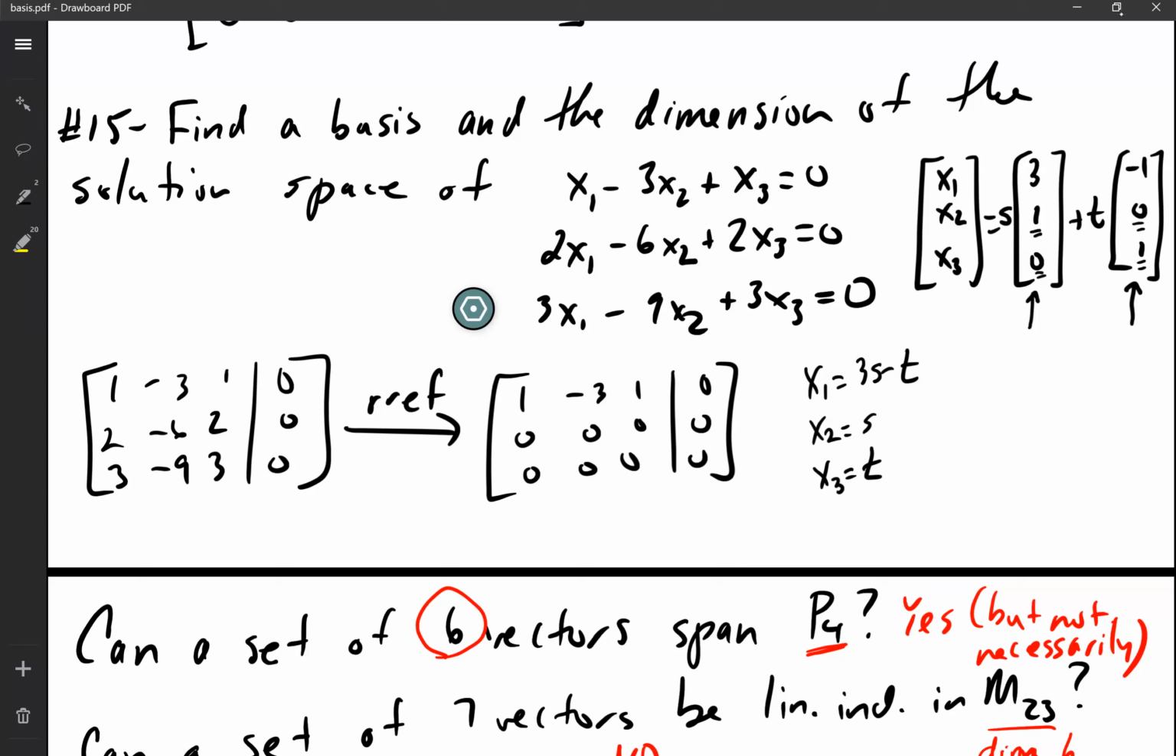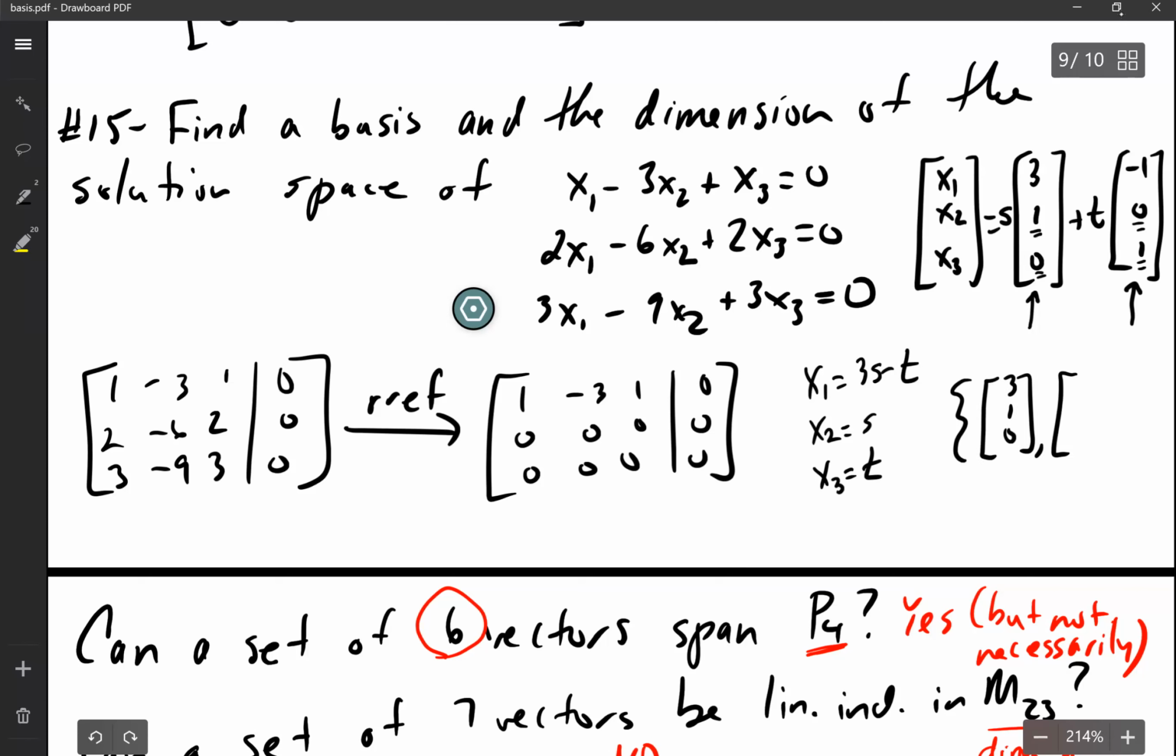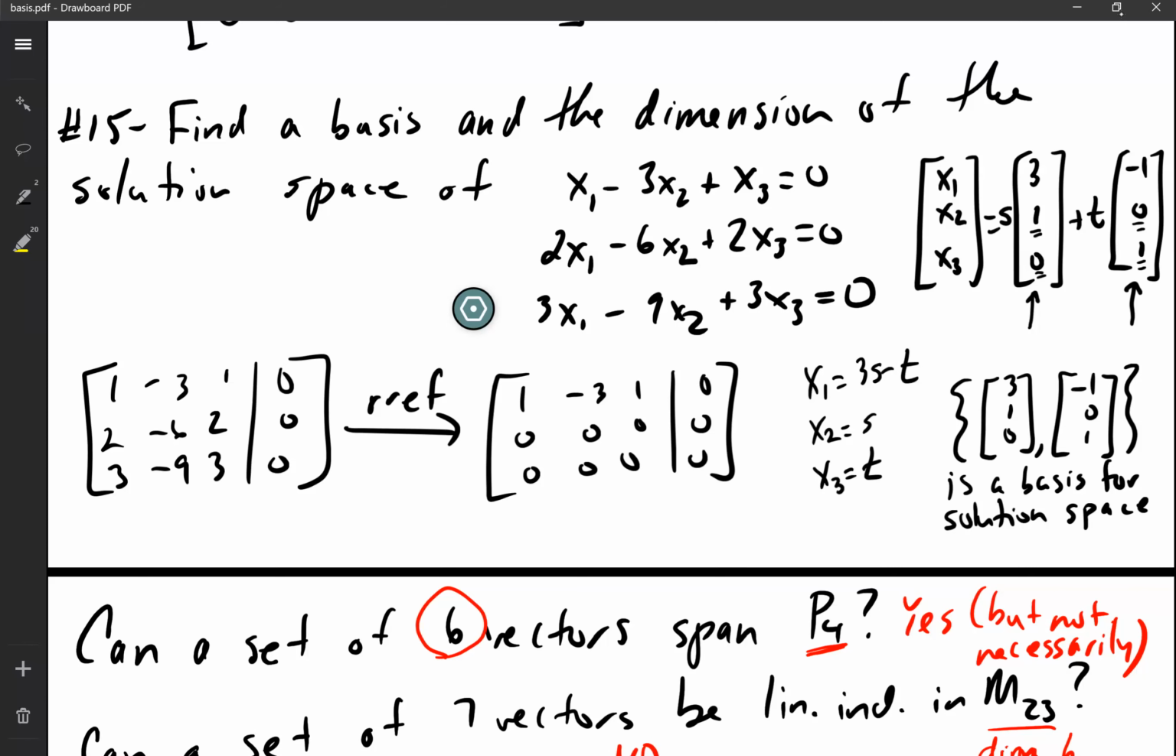So a basis for the solution space will be those two vectors, 3, 1, 0, and -1, 0, 1. This is a basis for the solution space. And since there are two vectors in that set, the dimension in this case is 2. Okay.